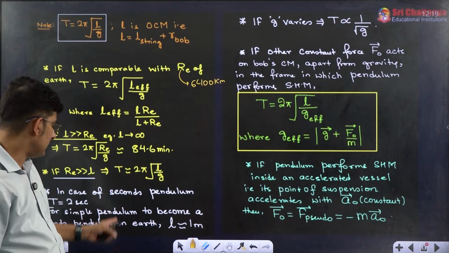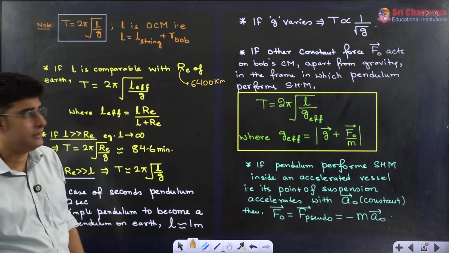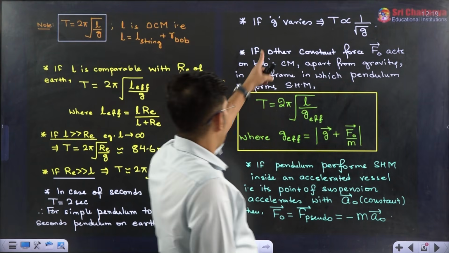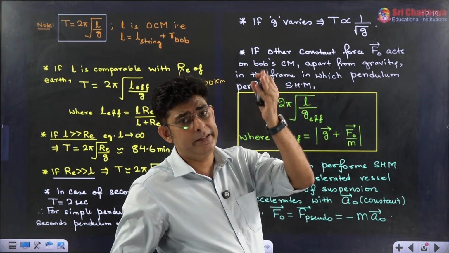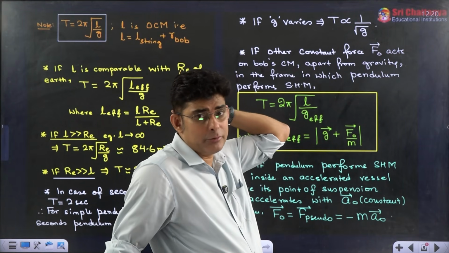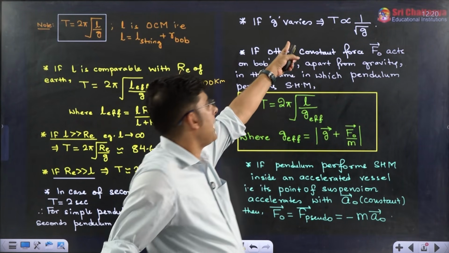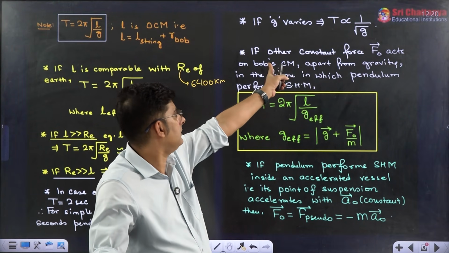If you have studied the gravitation chapter, you should know that at poles we take the value of g as 10 meter per second square. Now what happens if g varies? If g varies, like you go to depth or height, you know the formulas for gravitation, or if we consider the effects of rotation of earth, g changes. So time period is 2 pi under root L by g, so it will be inversely proportional to root g, that's it.